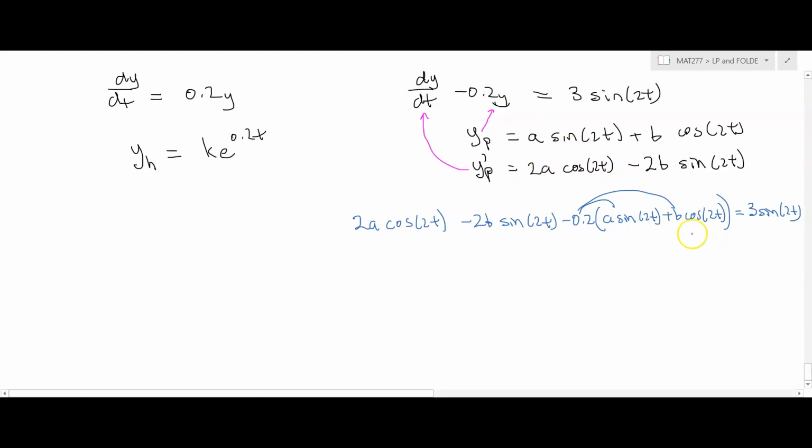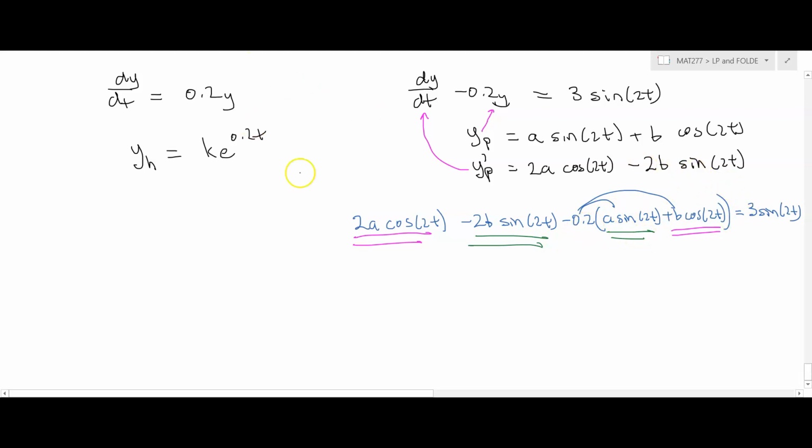I'll use a different color here. The term that I get here added to the term here, I want those to cancel out and give me 0. But I want these two pieces that I get from here and here to give me a coefficient of 3.